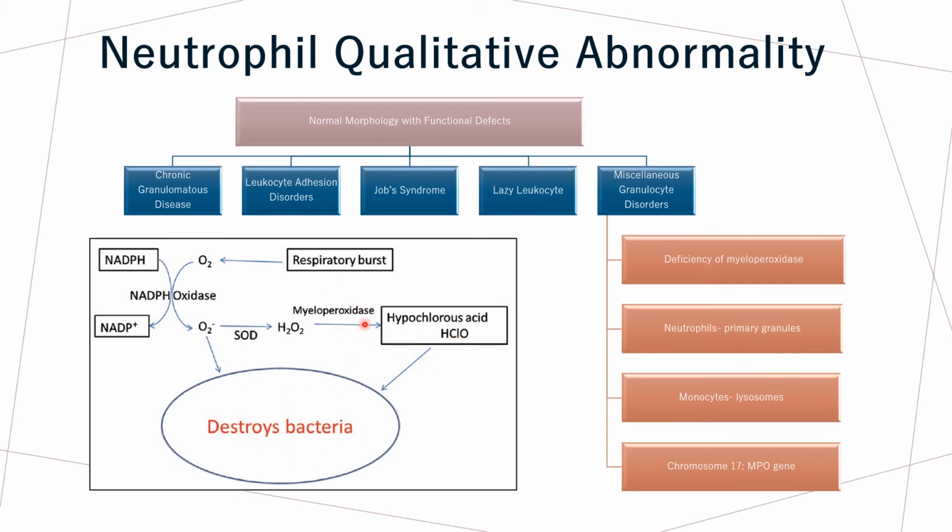A decrease in the MPO or a deficiency in the myeloperoxidase will lead to a decrease in intracellular killing because of the absence of bleach. Hypochlorous acid is 50 times more potent than hydrogen peroxide. The defect originates through the mutation in the MPO gene on chromosome 17.